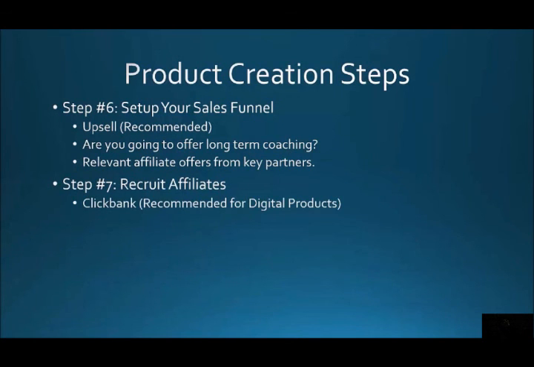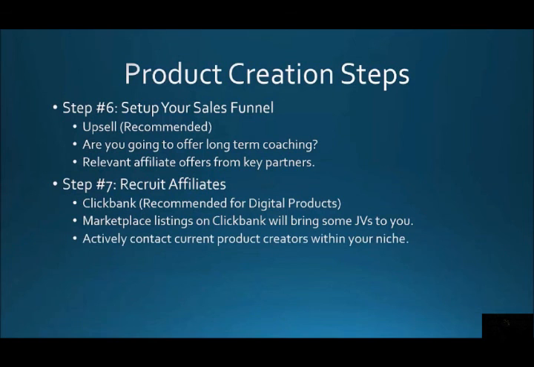Step number 7 is to go about recruiting affiliates. ClickBank is great because you need a platform that tracks the sales that affiliates make, and ClickBank gives you that option. It has the marketplace listing on ClickBank, which will actually automatically bring JVs to you by default. They will find your listing in the ClickBank marketplace and come to you.